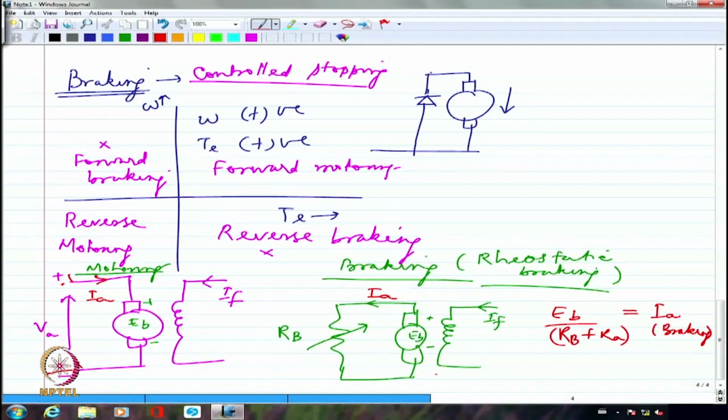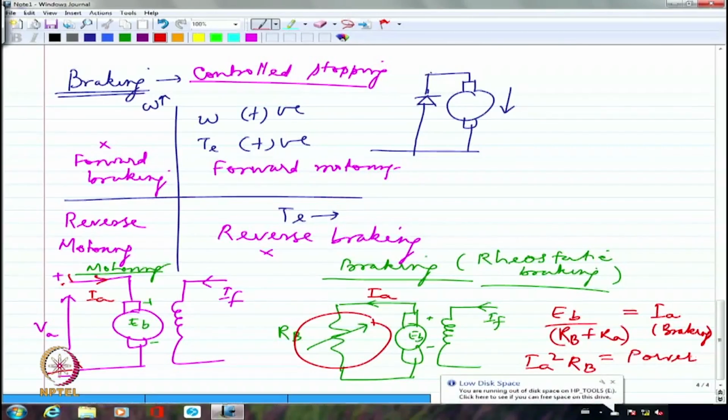a resistance. So this is going to create essentially an armature current in the opposite direction. But please note that it is going to dissipate the power in this resistance. That is going to be IA square multiplied by RB. This is going to be the power dissipated.